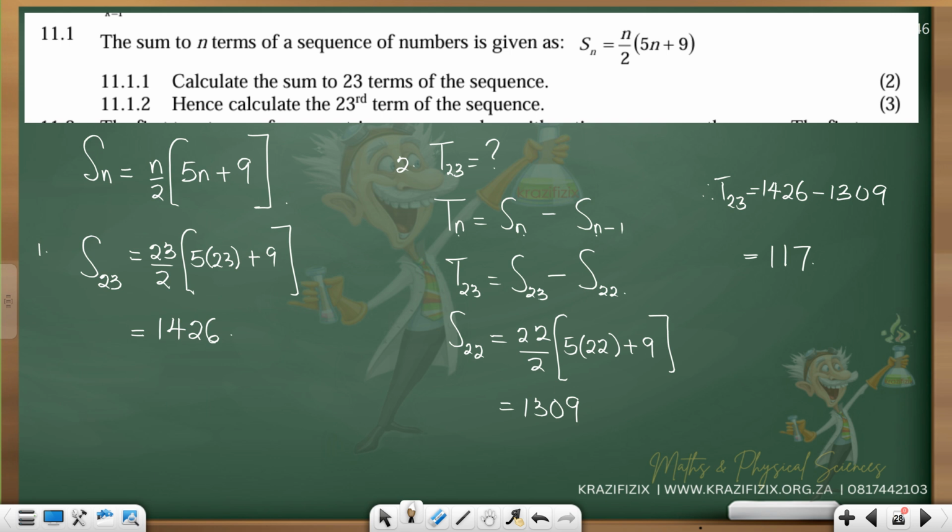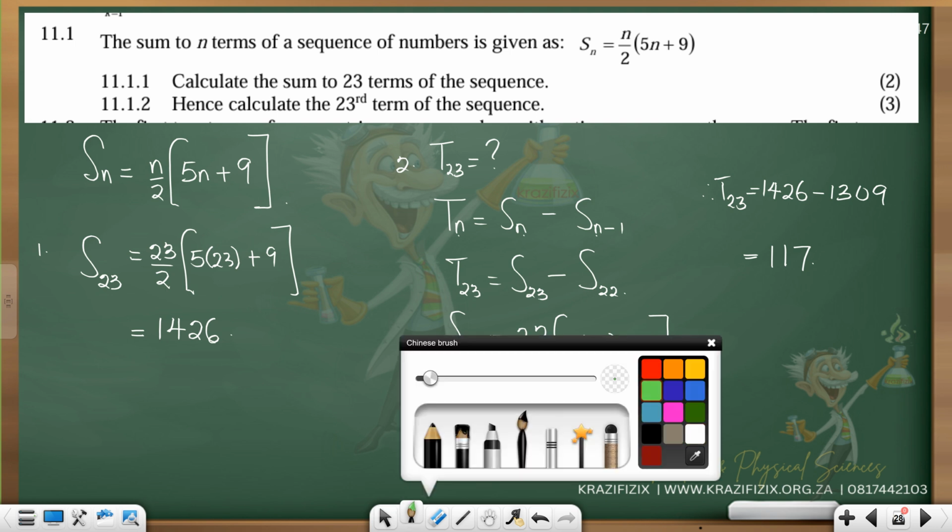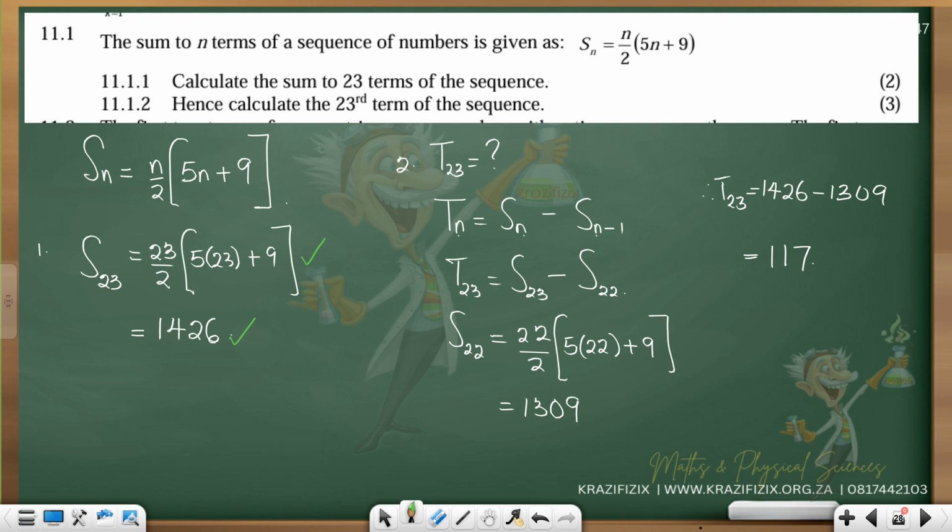Let me know if we are on the same page. So these are the questions you are going to be coming across in the course of your matric year when it comes to number patterns. Are we on the same page, everybody? Please, let's ask and let's respond. 1 mark there, 1 mark there. You'll get 1 mark for subtracting, and you get 1 mark for your answer.